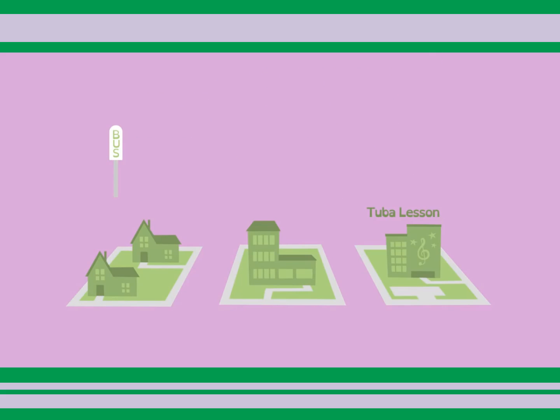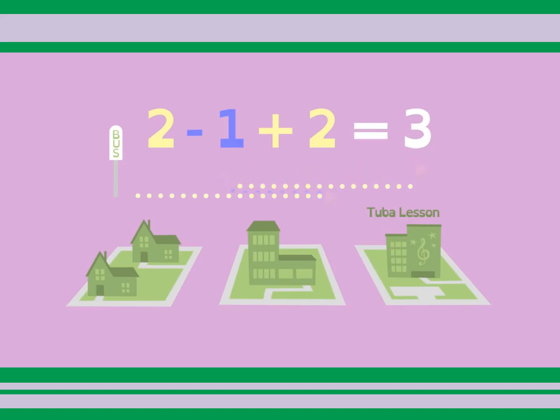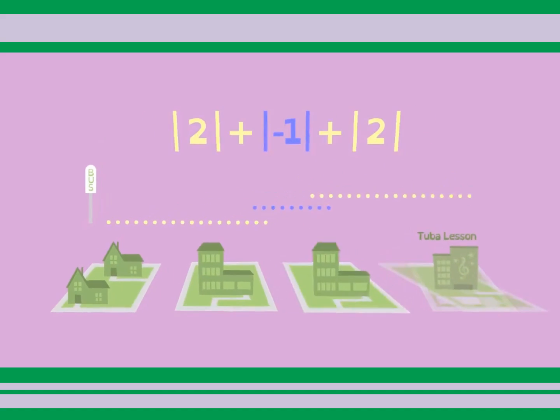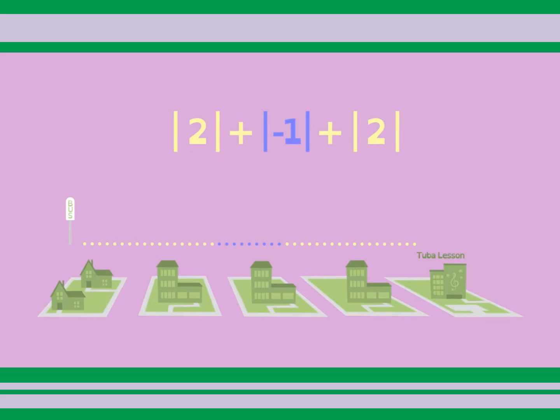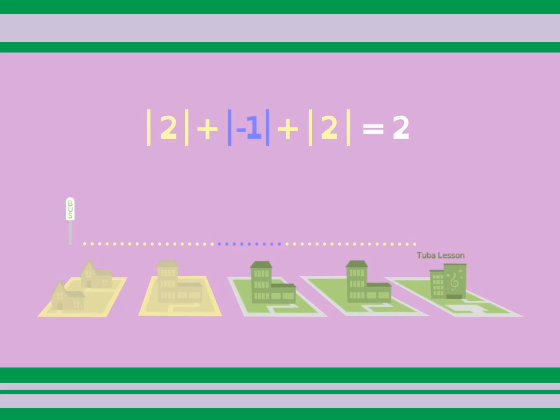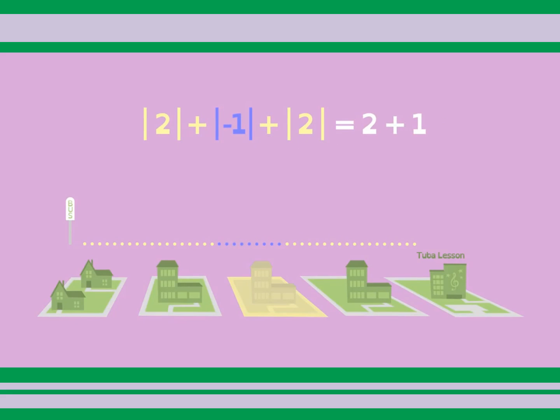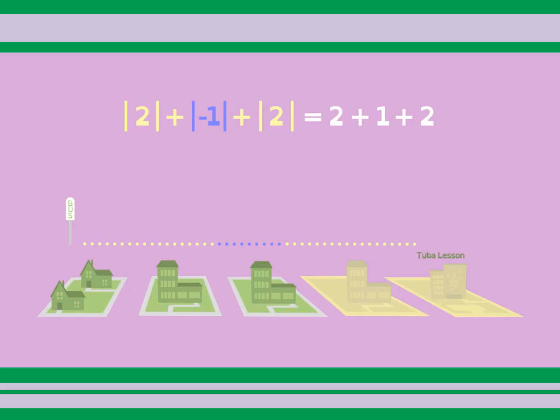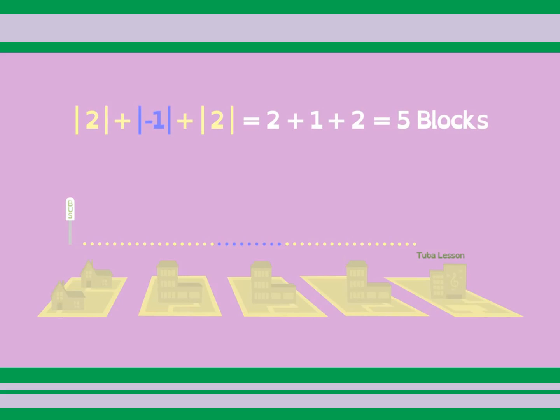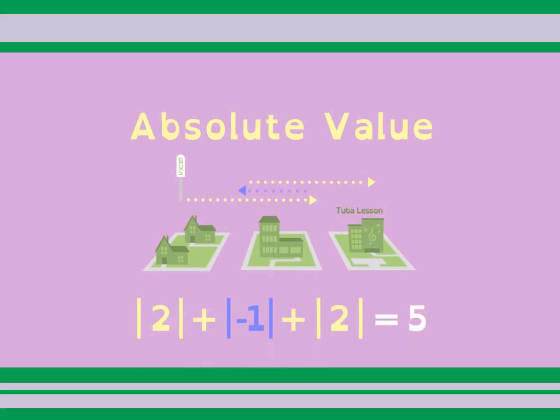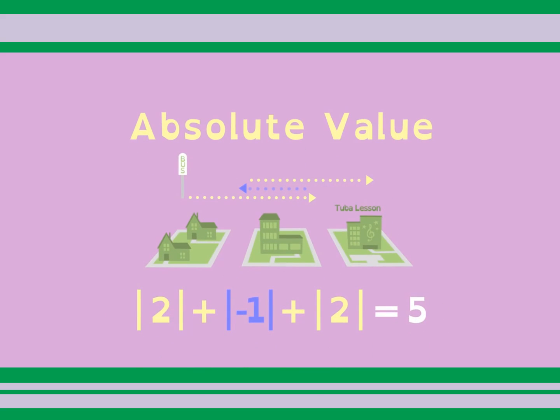One way to represent Lucy's journey is like this, by walking 2 blocks forward, 1 block back, and 2 blocks forward. Lucy ends up 3 blocks from the stop, yet she walked more than that. Absolute value shows us how much she actually walked. 2 blocks forward, plus 1 block back, plus 2 blocks forward, for a total of 5 blocks. Phew! Absolute value can help us calculate distance and solve math problems.